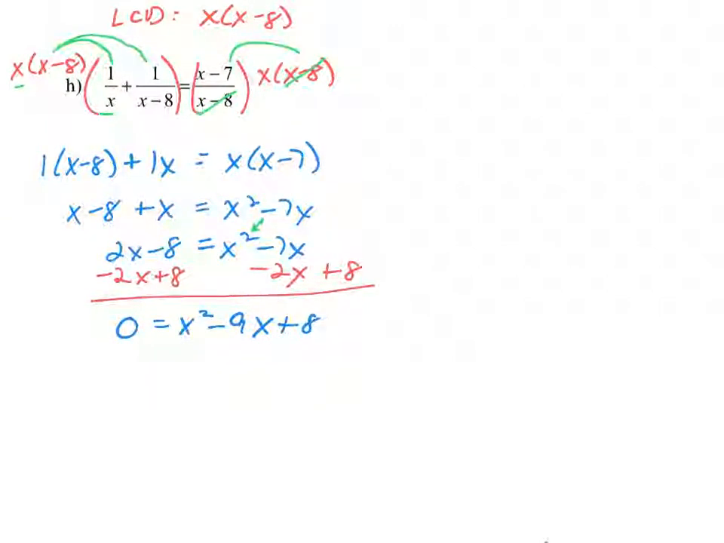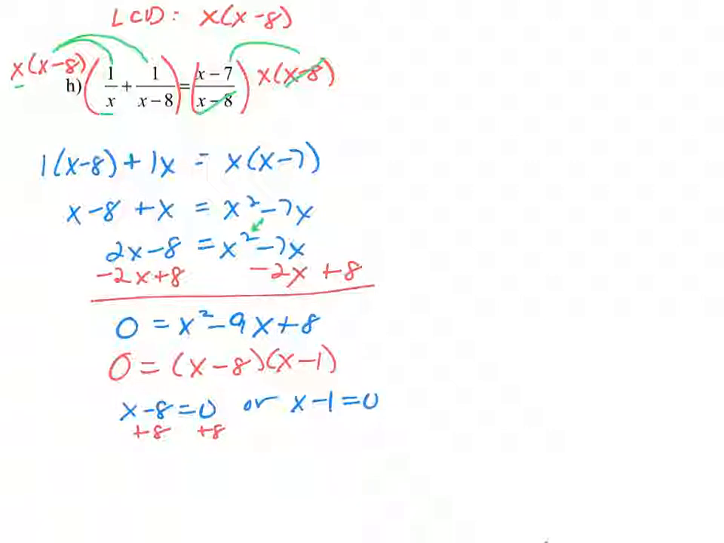We can factor this. So 0 is equal to the factors of x minus 8 and x minus 1. We're going to set each factor equal to 0 using the zero factor property. So we get x minus 8 is equal to 0, or x minus 1 is equal to 0. Solve each of those equations. We can add 8 to both sides to get x equals 8 as a solution, and then we can add 1 to both sides to get x equals 1 as a solution.